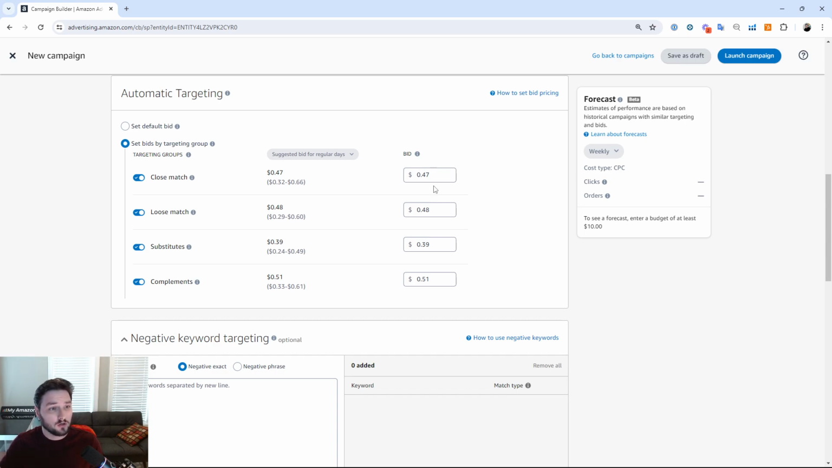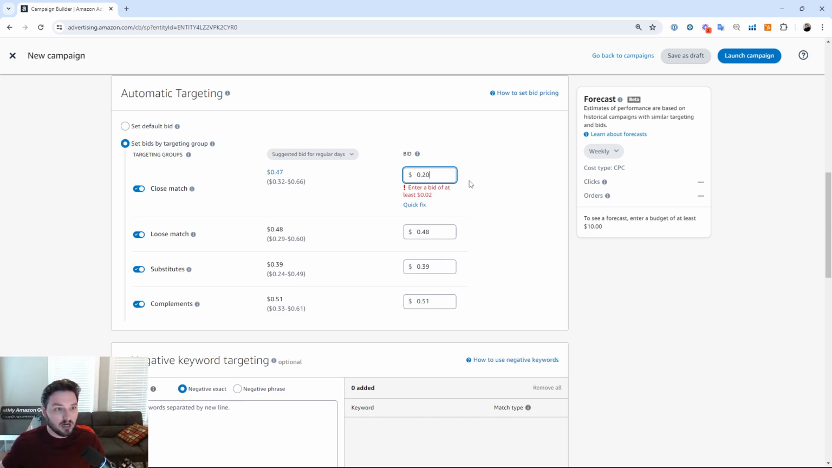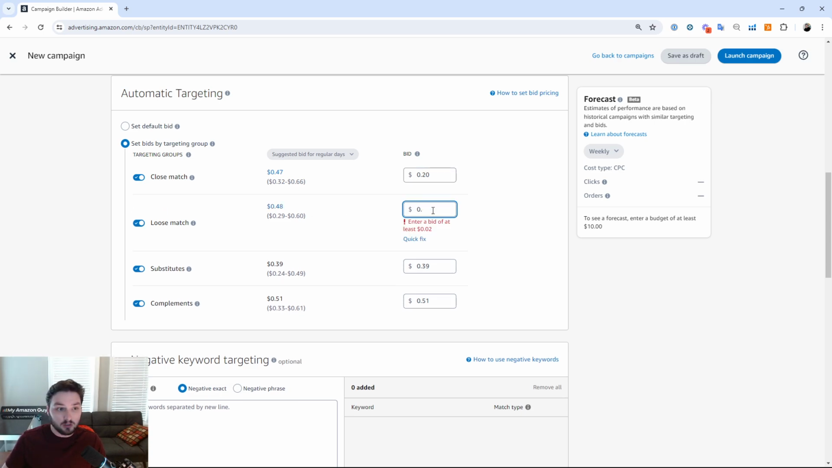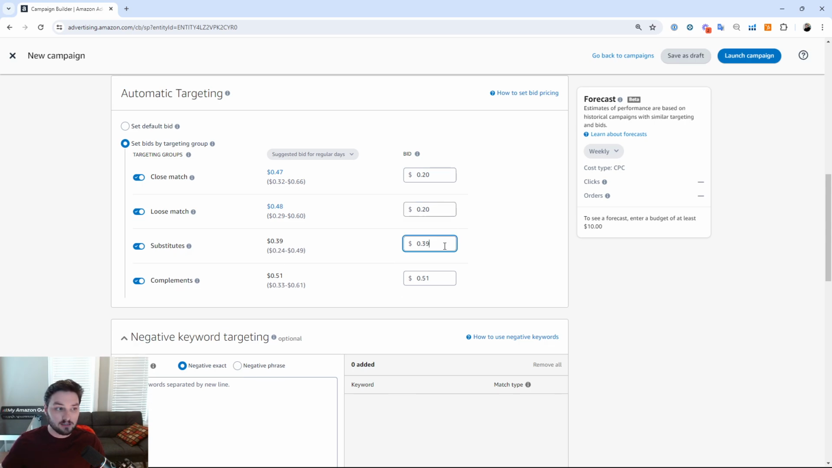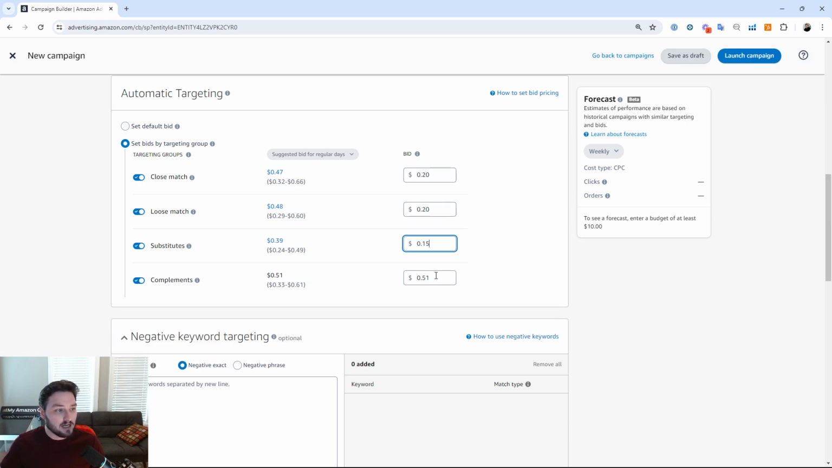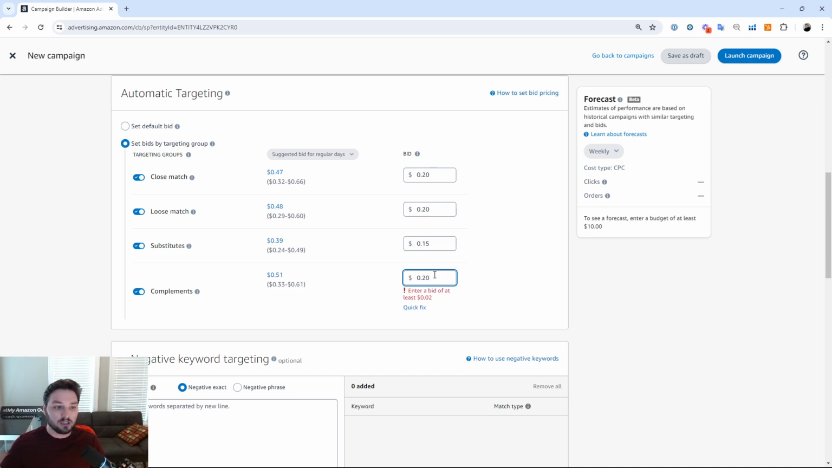So for something like close match, I'm usually going to start off, see what the suggested bid is. I'm only going to do roughly 25% to 50% of the suggested bid. So for a situation like this, I would probably do it around 20 cents. Then loose match, I'm going to be doing again around 20 cents. Substitutes, we will do around 15 cents. And then complements, we are going to keep this at, again, let's say 20 cents.